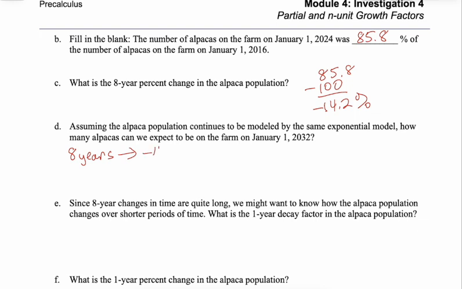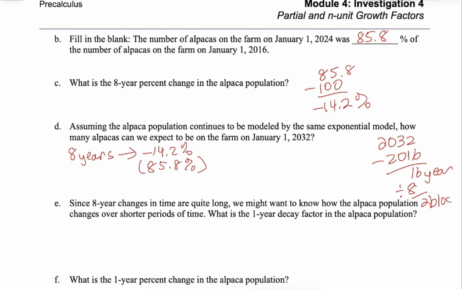It goes down by 14.2%. And we use that 85.8% every time to figure every 8-year block, okay? So from 2016 was the start, up to 2032 is, let's do some math here, 2032 minus 2016 is a 16-year span. If we divide that by 8, that means we have 2 blocks of 8, okay? 2 times 8 is 16, however you want to think about it. So we have to do the math twice.